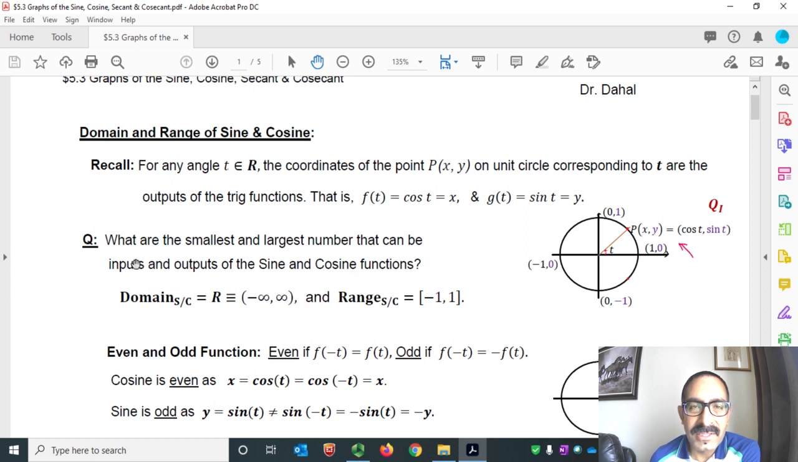So the first question let's ask ourselves: what are the smallest and largest numbers that can be inputs and outputs of the sine and cosine functions? Since t comes from R, the domain of cosine t and sine t is all real numbers, and the output of cosine t and sine t lies inside the unit circle. So the maximum is plus 1 and the minimum is minus 1. So the range is minus 1 to plus 1. Great. Now let's move on.